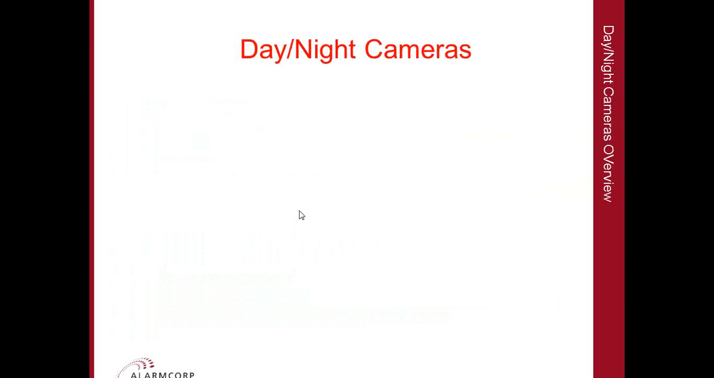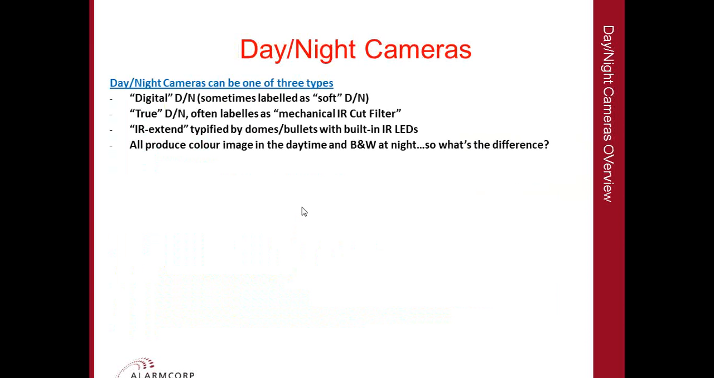Okay, now let's talk about day-night cameras. A day-night camera can be one of three types. Digital night, sometimes called a soft day-night. You can have a true day-night, which is often labeled as a mechanical IR cut filter camera, or an IR extend camera, which is typified by domes and bullets with built-in IR LEDs. Now, it has to be said that some of these built-in IR LED cameras are mechanical IR cut filter cameras, but many are not. Now, all of these cameras produce a color image in the daytime and a black and white image at night. So what's the difference?